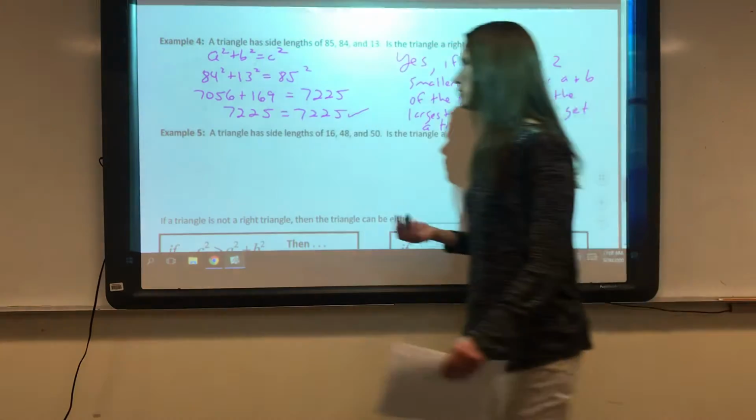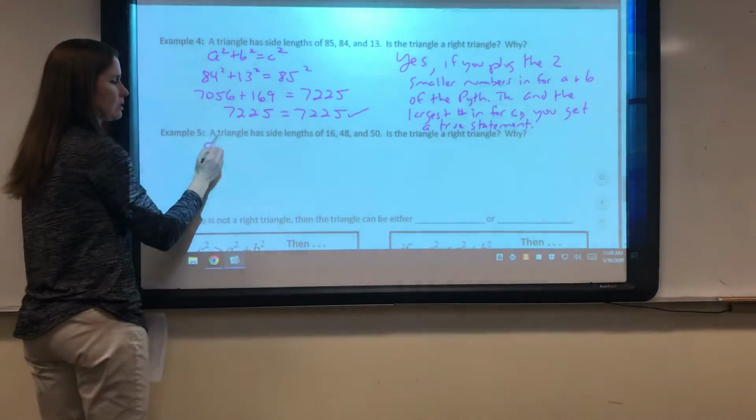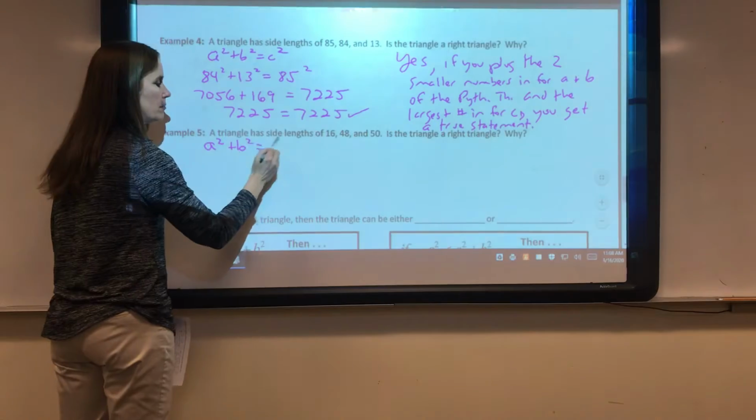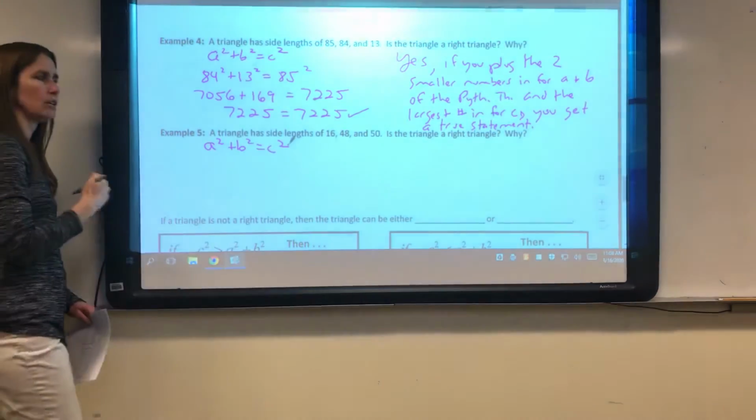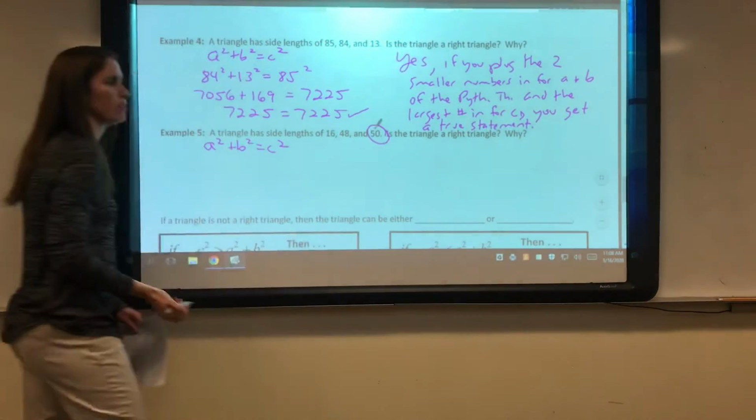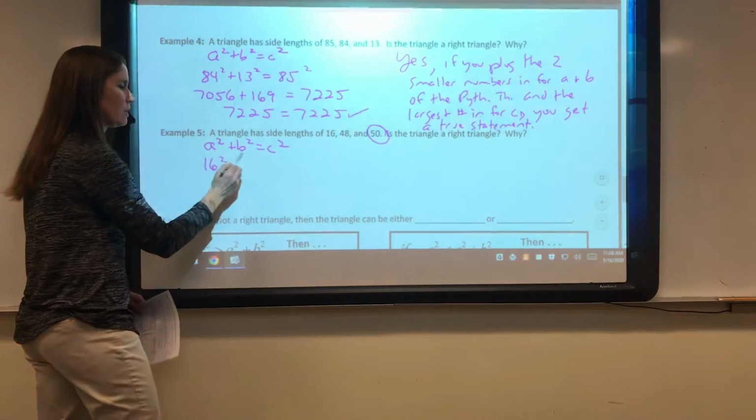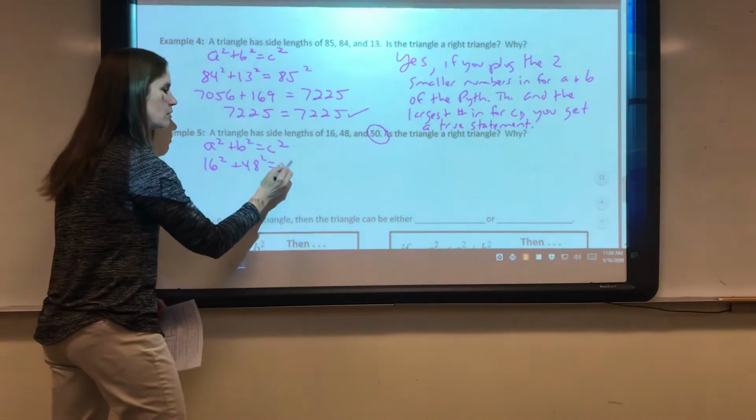If I go and try example 5, again, same idea. I'm just plugging the numbers into the Pythagorean Theorem. I'm making sure that I'm putting the biggest number in for c's place. So I've got 16 squared plus 48 squared is equal to 50 squared.